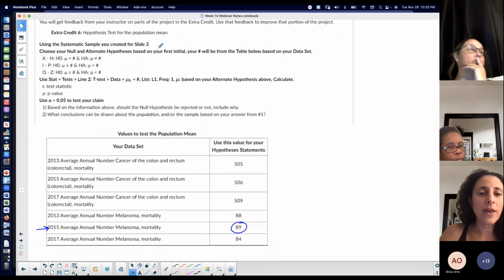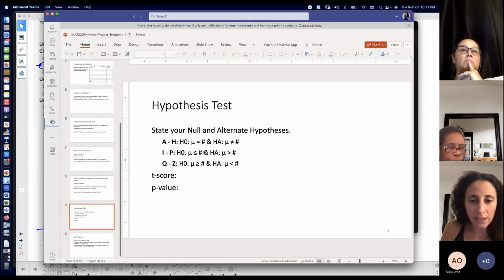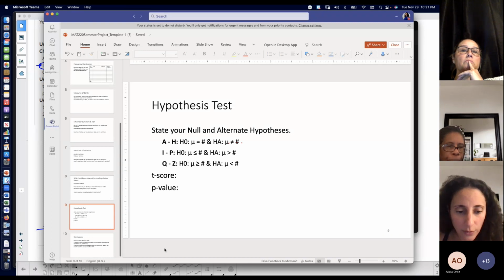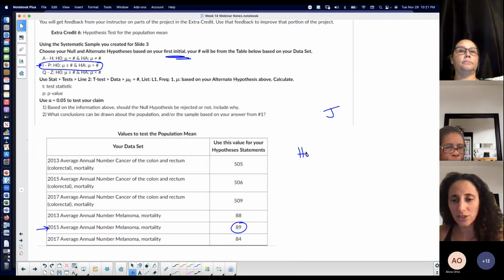Choose your null and alternative hypothesis based on your first initial. My first initial is J, so J is between I through P, so I have a right-tailed test. See that? So I go to this and I'm like, well, this is gone. Oh, I can't edit this. I don't have it where I can edit it, but this first one is gone. Don't have that in your project, because that's not your null and alternative. Get rid of this stuff. Give me your null and alternative hypothesis based on your situation.